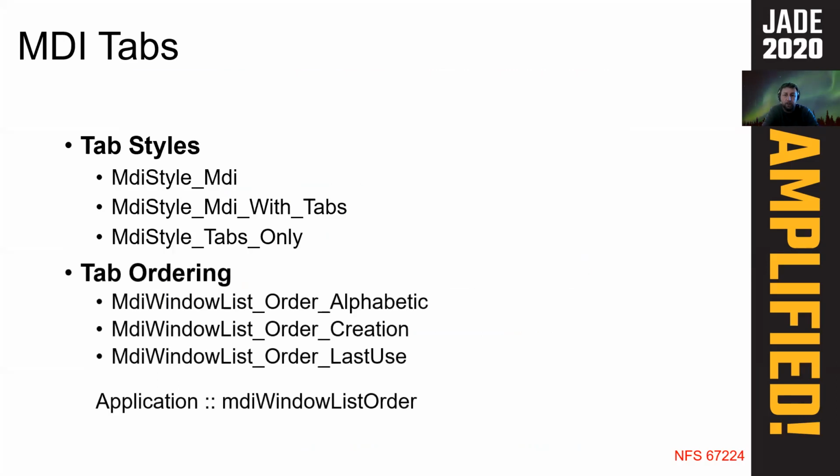So these 3 styles are more or less the same as our usage of them in the IDE. Their ordering can be customized too, so you can order them by creation, which is the default setting, last used, or alphabetically. And the ordering is controlled via the application MDI window list order property.